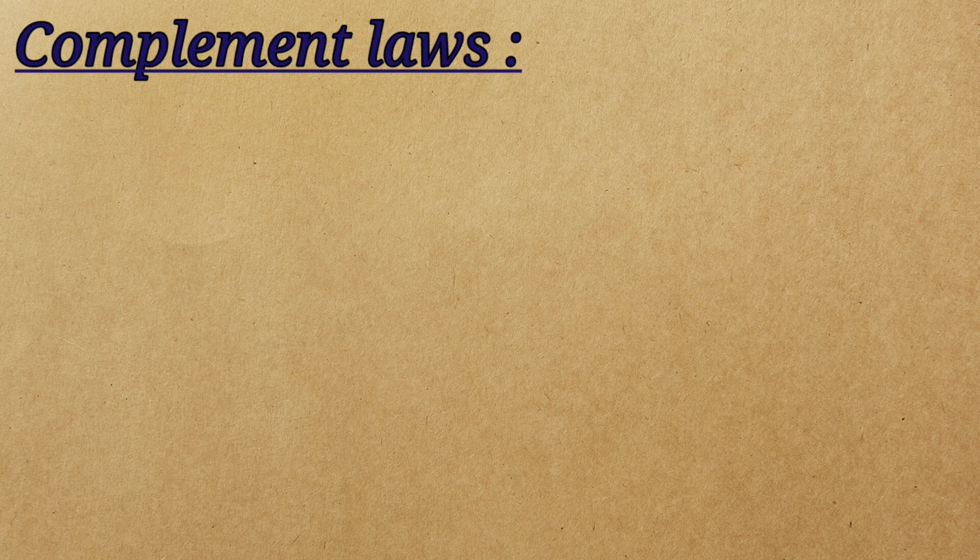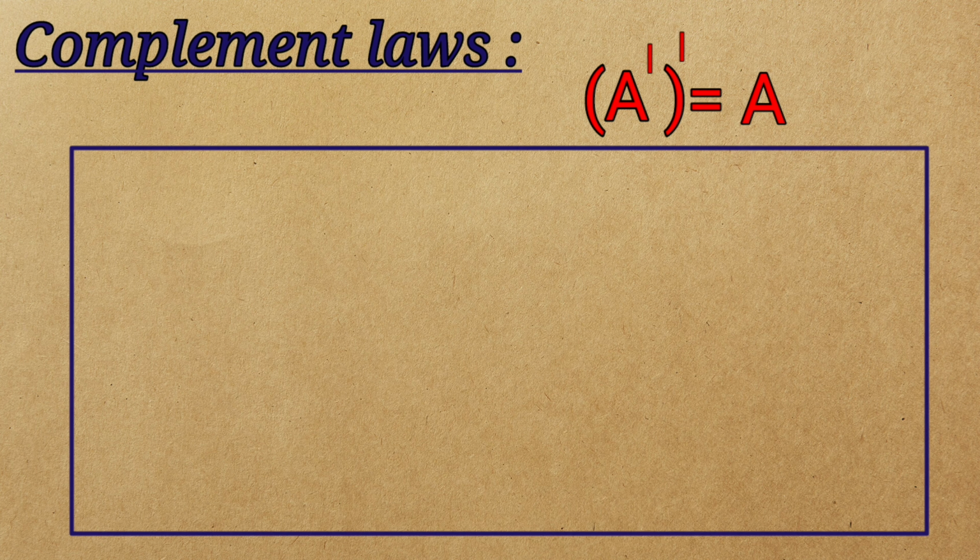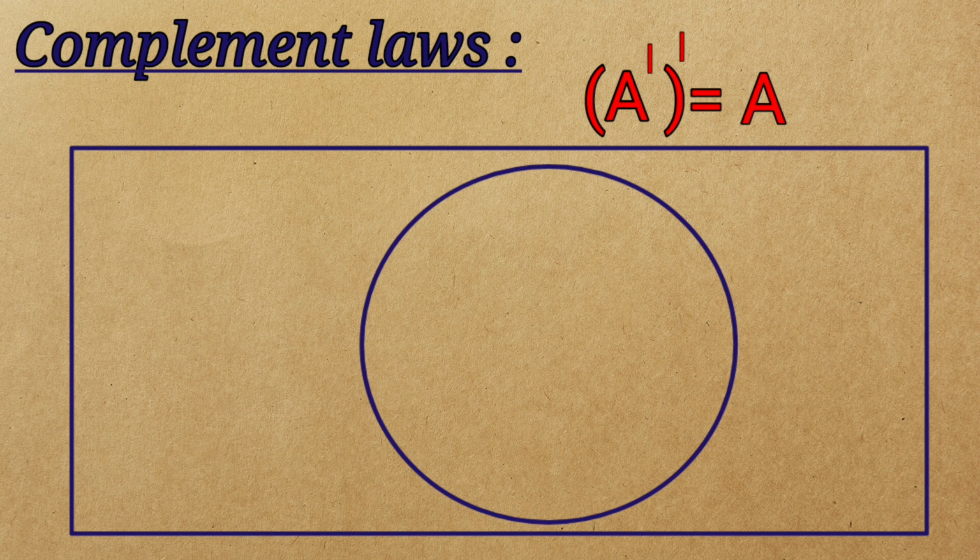The next one is complement laws. In this, the first law is A complement whole complement is equal to A. Now let us understand this law through the Venn diagram very easily. For this, let us take a rectangle and a circle to represent a universal set mu and a set A. Now, let us draw the Venn diagram for A complement. We already learned that A complement is equal to mu minus A.